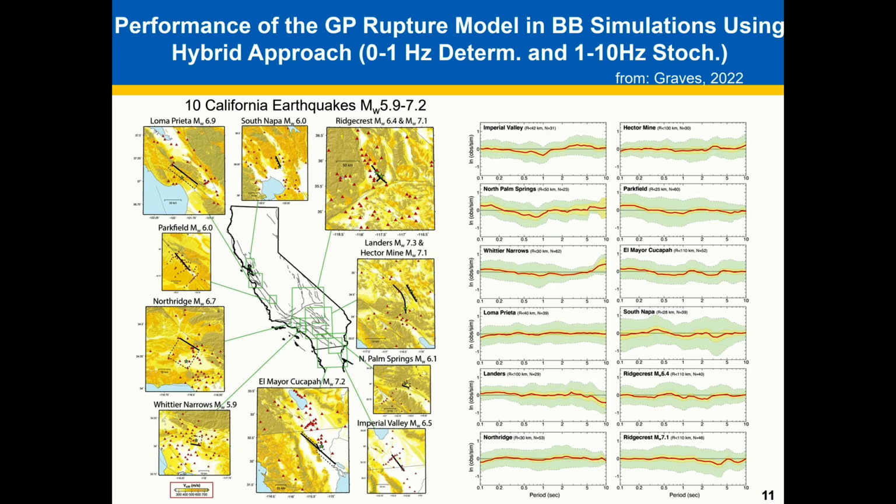If you move on to the work that Rob Graves did based on the broadband platform developed by SCEC, they use the hybrid scheme, which is deterministic from 0 to 1 hertz, and then stochastic above that. You can see that for a wide range of magnitudes, distances, and different geological structures, the rupture generator performed relatively well. So this is building some confidence that we are in a good direction in terms of having a rupture generator that has been successful in the past at modeling past earthquakes.